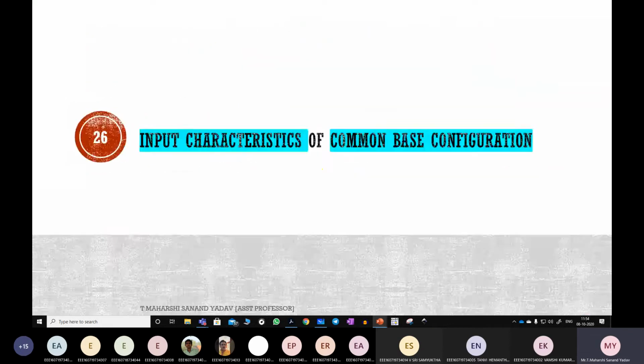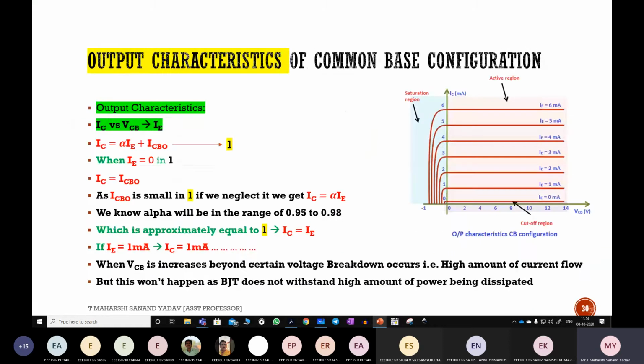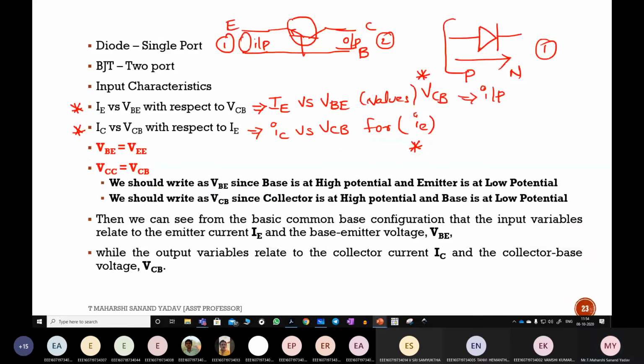First, simply I'll try to show you the graphs. So it will look something like this. These are nothing but input VI characteristics of BJT, and these are nothing but output characteristics. Now we shall see how I got those graphs. Are you clear with this?